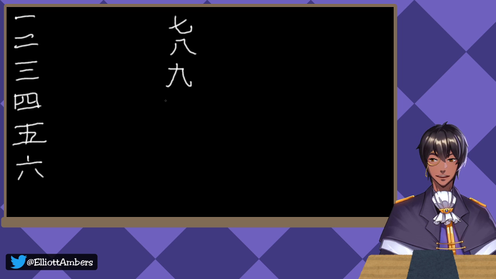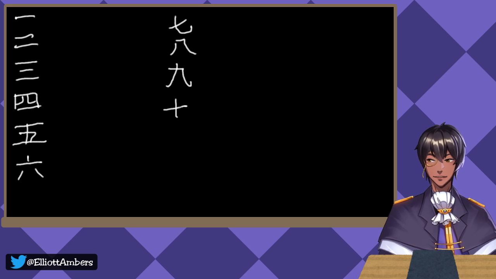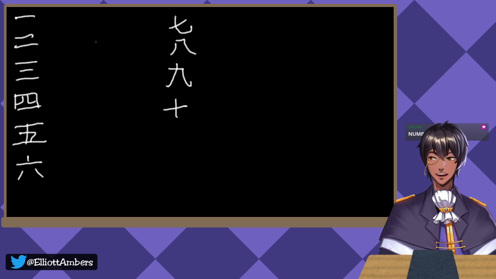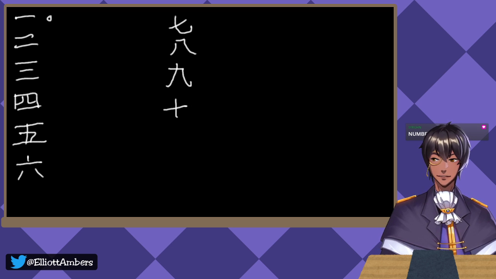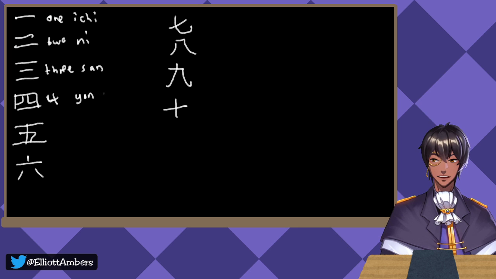9 and 10. So, what I want to talk about specifically is this. We already know the numbers. It's 1, ichi, 2, ni, 3, san, 4. Let's write this out like this. 4, that is either yon or shi. 5 is go. 6 is roku.